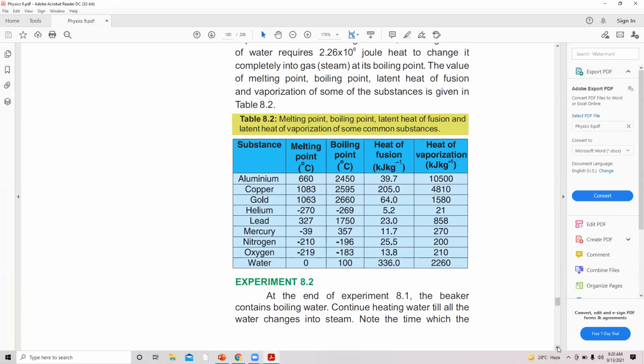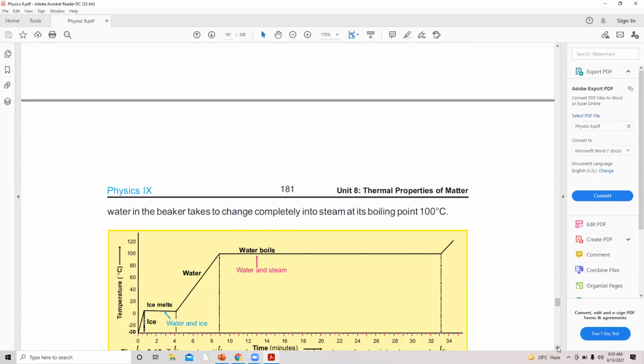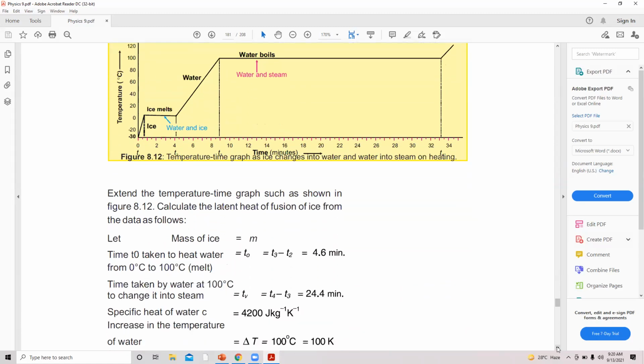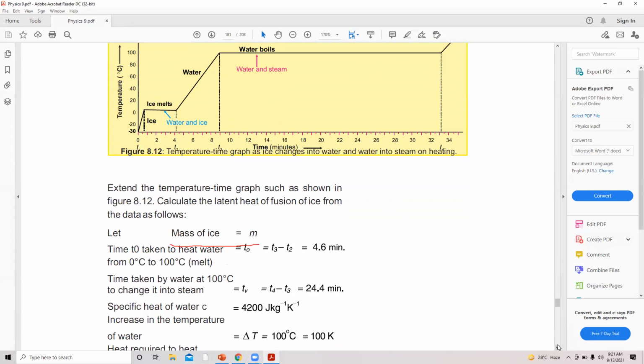Now, you have to go through experiment 8.2 again. You have to see the calculations that are done over here regarding latent heat of vaporization. What is the purpose of this graph? Basically, you are calculating the latent heat of vaporization, so you have to see all the parameters that are used over here and then the calculations.